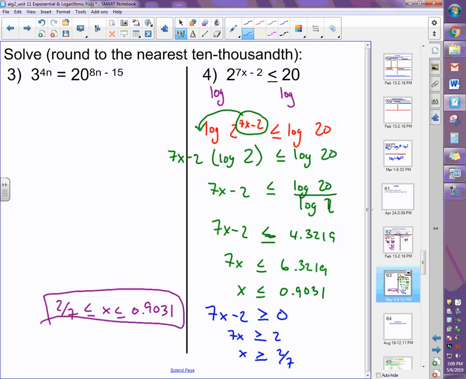So always got to check that, okay? Where did my stylus go? Sorry, guys. It's not cooperating. I can't see it.